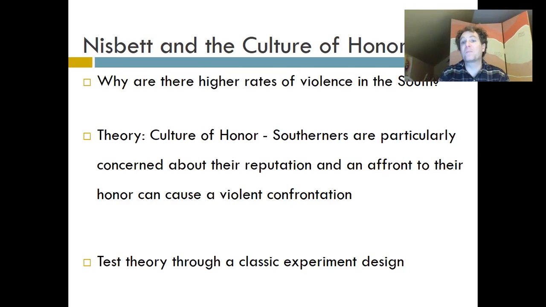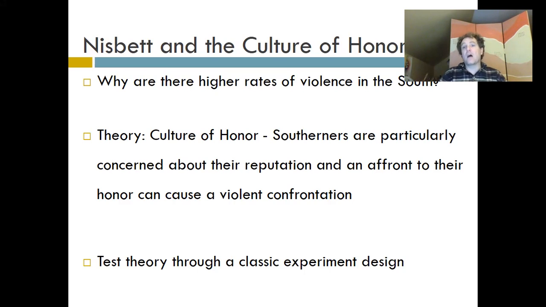So he had these two groups of people: university students who were living in the South, and university students who were living in the North. So you've got two groups, a group of 62 in the South and 111 in the North. Then he divided those two groups up into a control group and an experimental group. So you actually have four groups: a control group for the Northern students, a control group for the Southern students, an experimental group for the Northern students, and an experimental group for the Southern students.